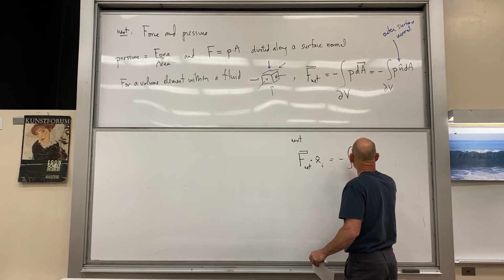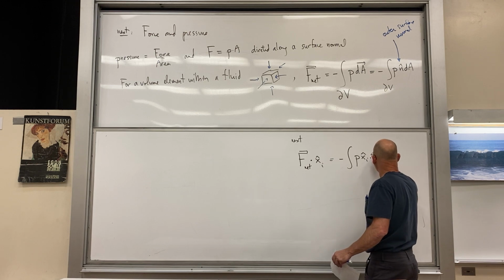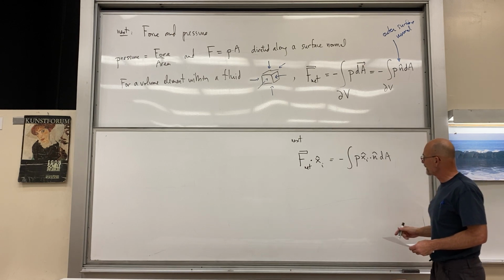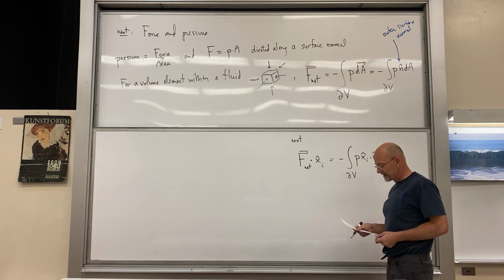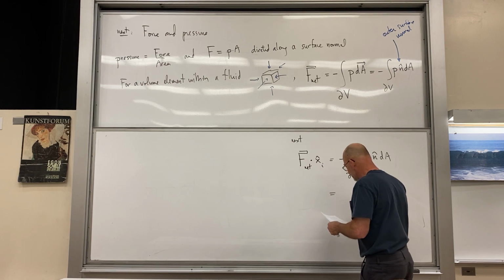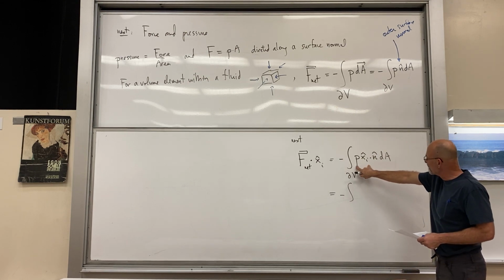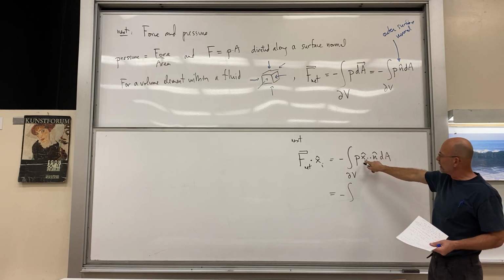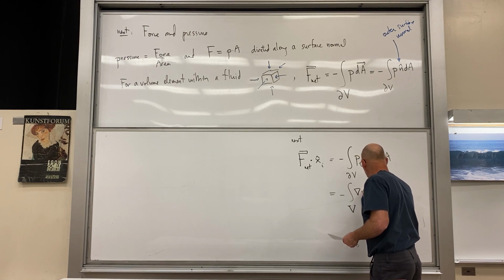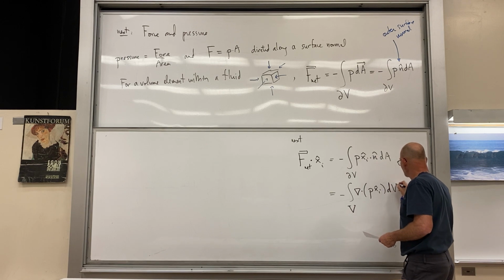equals minus integral P x I hat dotted into the surface normal dA, still over the boundary there. And now this is equal to minus the divergence. Okay, so now we have a vector, an expression to which we can apply the divergence theorem. This is going to be the integral over V of minus the divergence of P x I hat d volume.